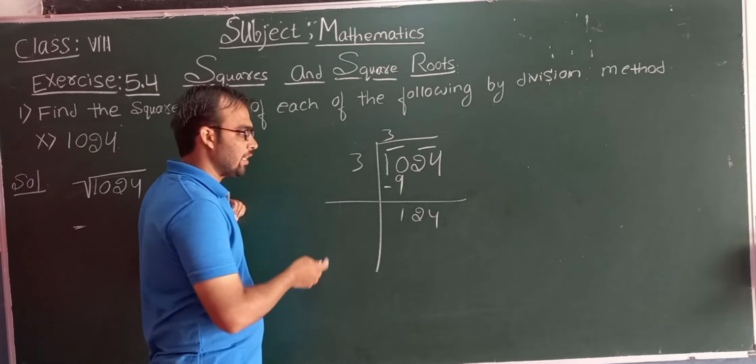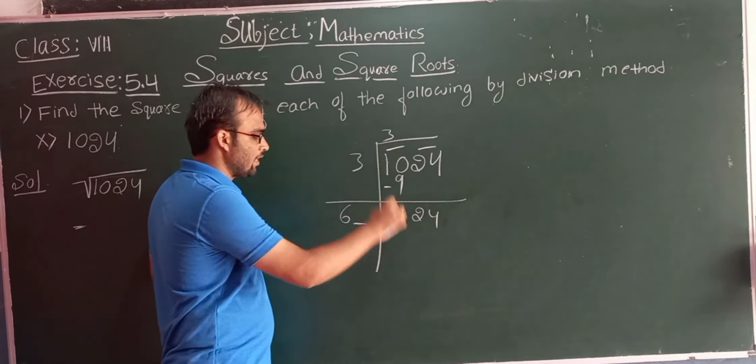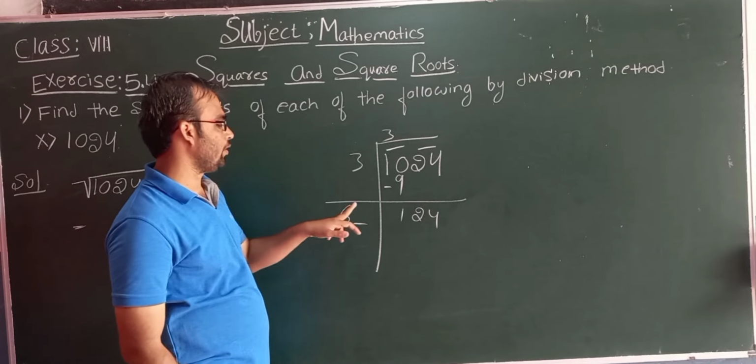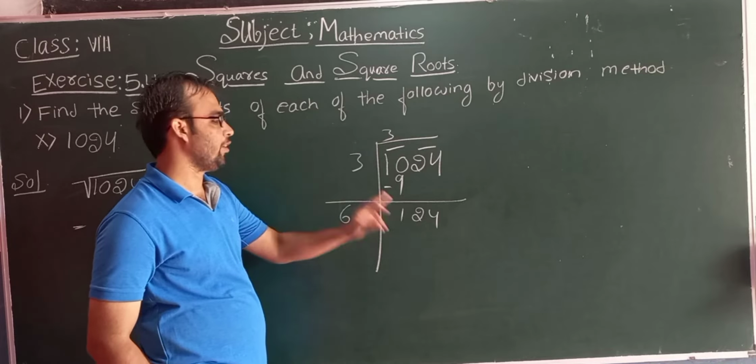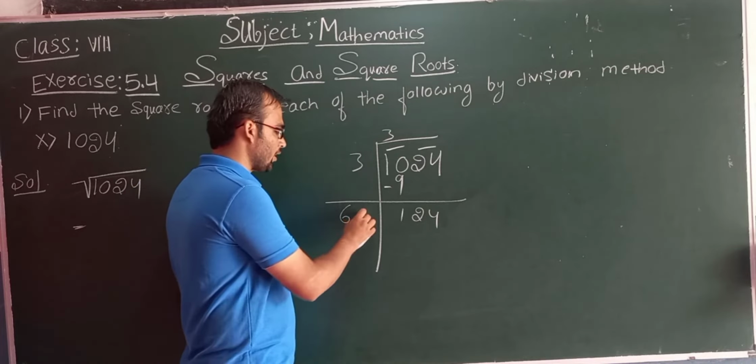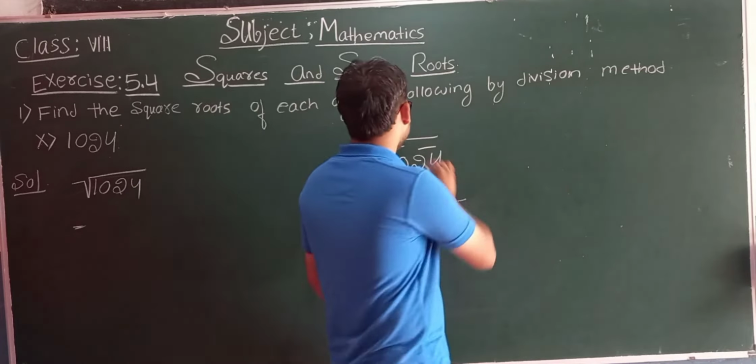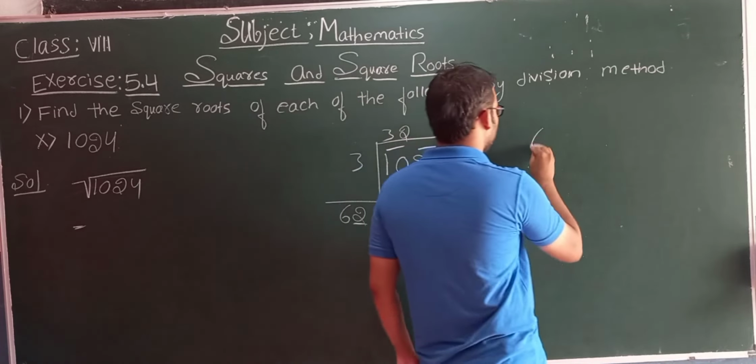Okay, now double the quotient, that is 6, put the blank. So now here we need to write a number such that when we multiply this one with the new digit, what do we need to get? We need to get 124. Okay, so now let us fill with the 2 and see. So here also you have to write 2.